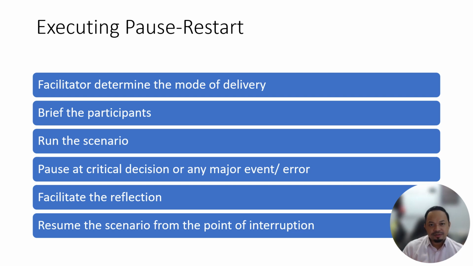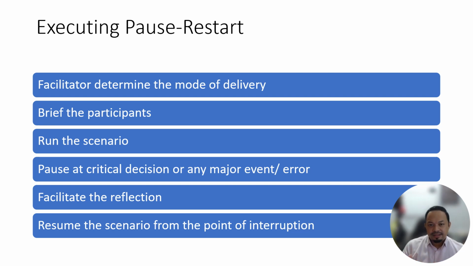Okay, how to execute pause and restart? Number one, the facilitator determines the mode of delivery. In this case, right from the beginning, during the design and development of this module, you're going to use the pause and restart style. So you brief the participants. You should prepare the participants that there will be pauses in between the simulation activity. The participants should anticipate that, during the 10-minute session, there will be multiple pauses. Then you run the scenario, and you're going to pause at a critical decision or any major event or error.